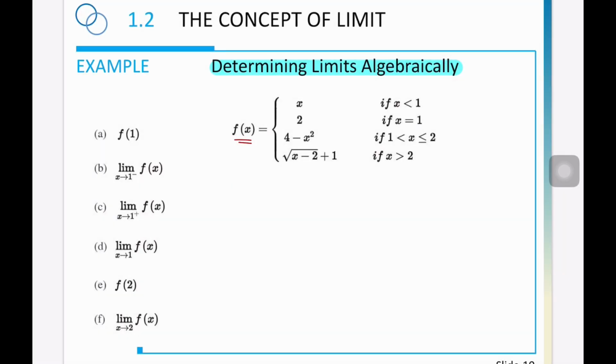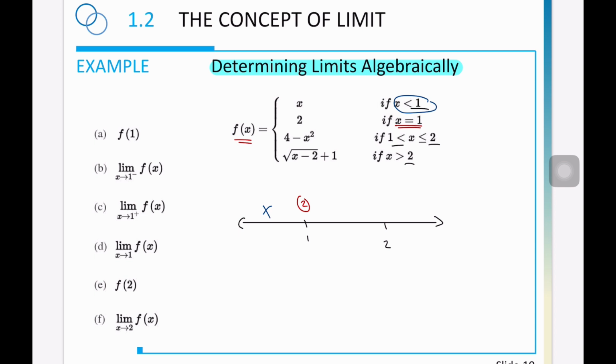Now we're going to talk about how to determine limits algebraically using a piecewise function. An easy way to handle a piecewise function is to draw a number line, then put the values 1 and 2 as mentioned in the function, and then we see in each area what the function is defined as. We can see that if x is equal to 1, the function is equal to 2. And if x is smaller than 1, the function is defined as x.